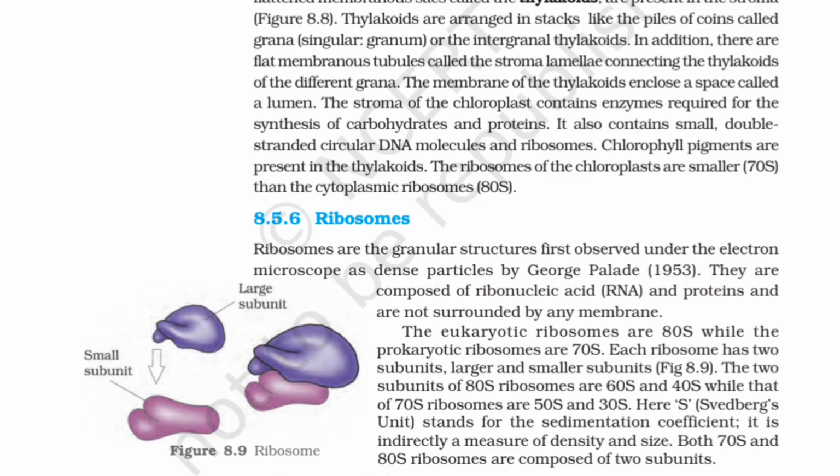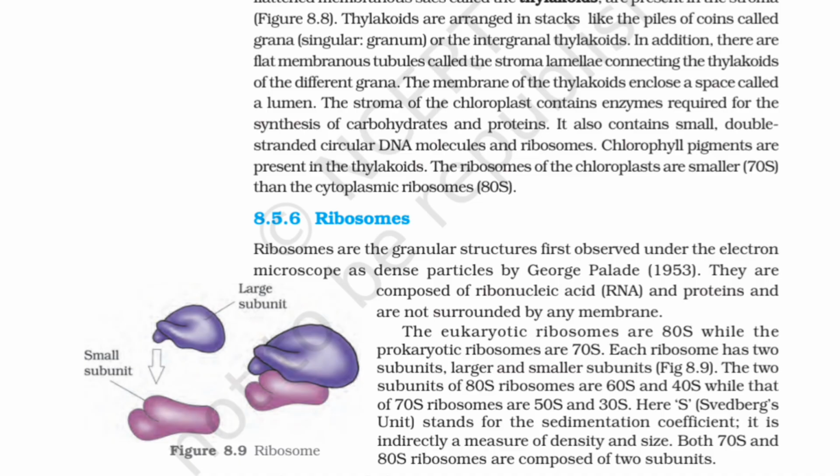Ribosomes are granular structures first observed under the electron microscope as dense particles by George Palade in 1953. They are composed of ribonucleic acid (RNA) and proteins and are not surrounded by any membrane. The eukaryotic ribosomes are 80S, while the prokaryotic ribosomes are 70S. Each ribosome has two subunits, a large and a smaller subunit. The two subunits of 80S ribosomes are 60S and 40S, while those of 70S ribosomes are 50S and 30S.